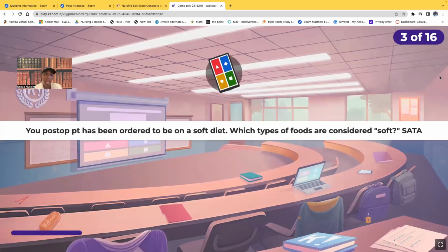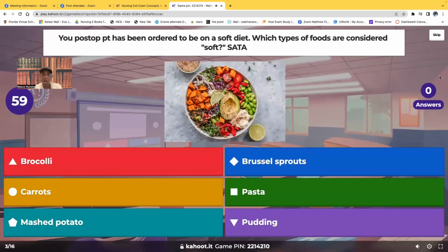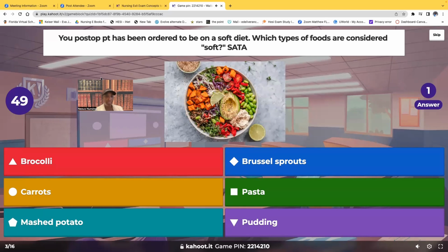Select all that apply. Your post-op patient has been ordered to be on a soft diet. Which types of foods are considered to be soft? Select all that apply. Here are your choices: broccoli, Brussels sprouts, carrots, pasta, mashed potatoes, and pudding.